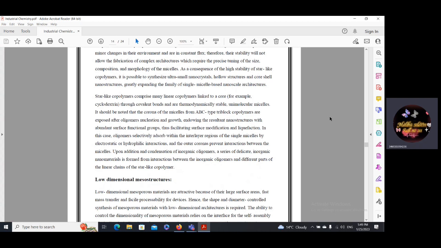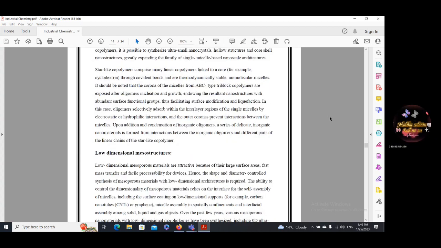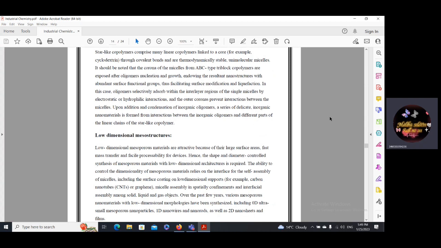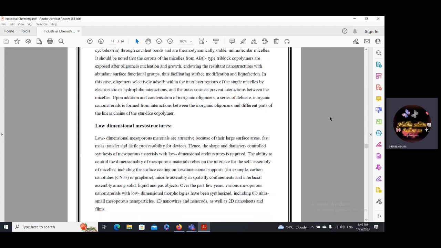In this case, oligomers selectively absorb within the interlayer regions of the single micelle by electrostatic or hydrophilic interaction, and the outer coronas prevent interaction between the micelles upon addition and condensation of inorganic oligomers. A series of delicate inorganic nanomaterials is formed from interaction between the inorganic oligomers and different parts of the linear chains of the star-like copolymers.